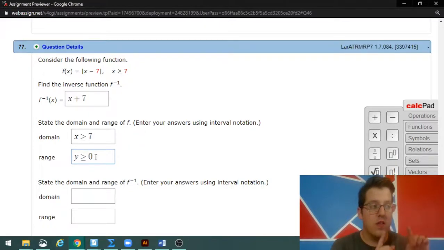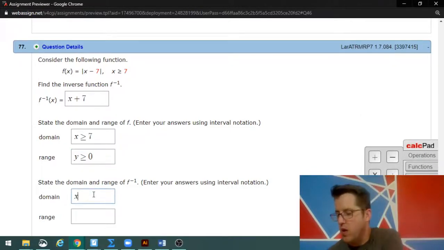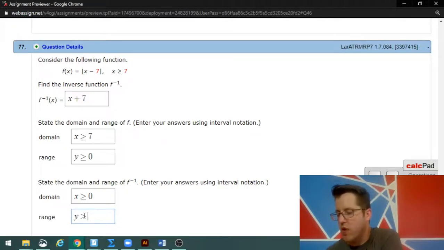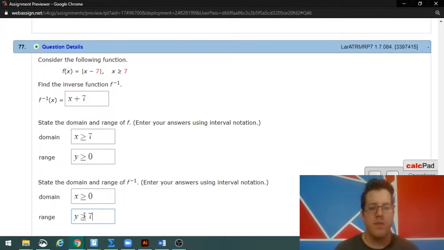Now, note, this problem asks you to use interval notation. I am typing this in inequality notation because I think that's easier for your brain to kind of figure out right away. You need to remember how to put that into interval notation. Now, the domain and range are going to flip. So the domain for the inverse is going to be x is greater than or equal to 0, and the range is going to be y is greater than or equal to 7. Again, this has to be in interval notation, so don't type this in, even if 7 is your number.